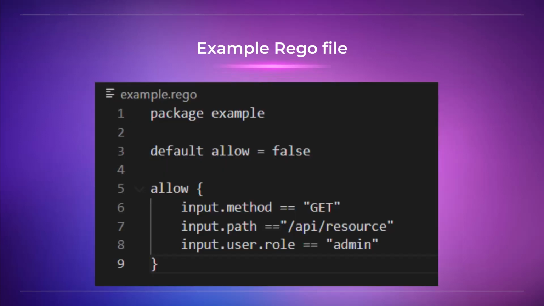And here's an example of a simple OPA Rego file. In this example, we have a package called example that defines a rule called allow. The allow rule specifies the request is allowed if the input method is an HTTP GET request, which we are requesting the path /api/resource, and the user's role is admin. If these conditions are met, then OPA allows the request to proceed by changing the allow attribute to true.